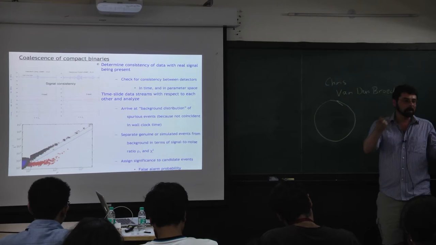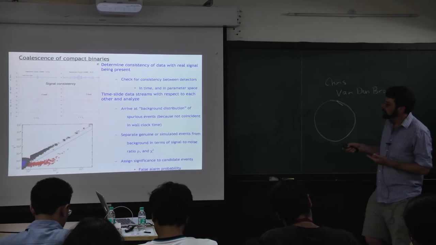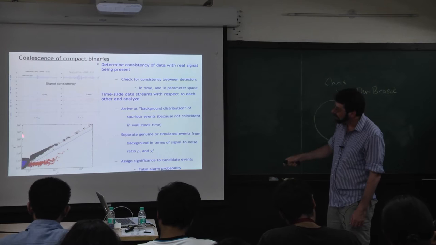And so the genuine events or simulated signals can be separated from this background of spurious events based on signal-to-noise ratio and chi-square. And that is what is plotted here. So on the x-axis I have signal-to-noise ratio. On the y-axis, I have this chi-square test, the signal consistency test with the different frequency bins, and so on.